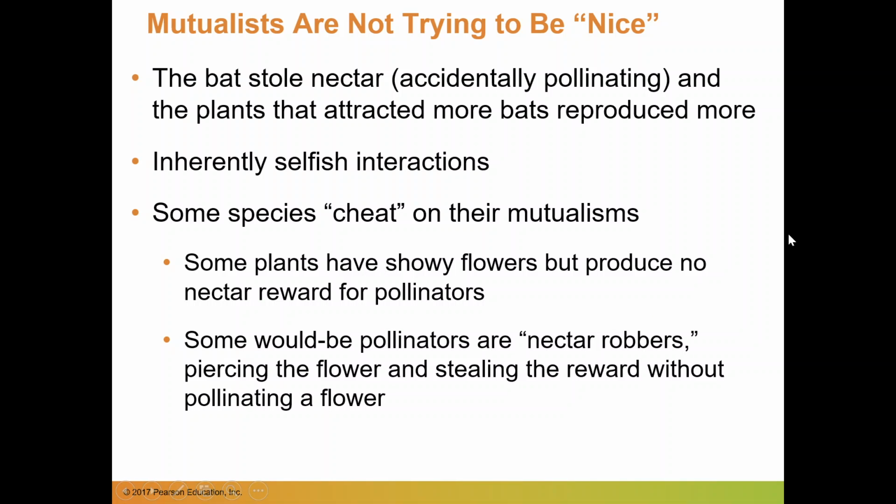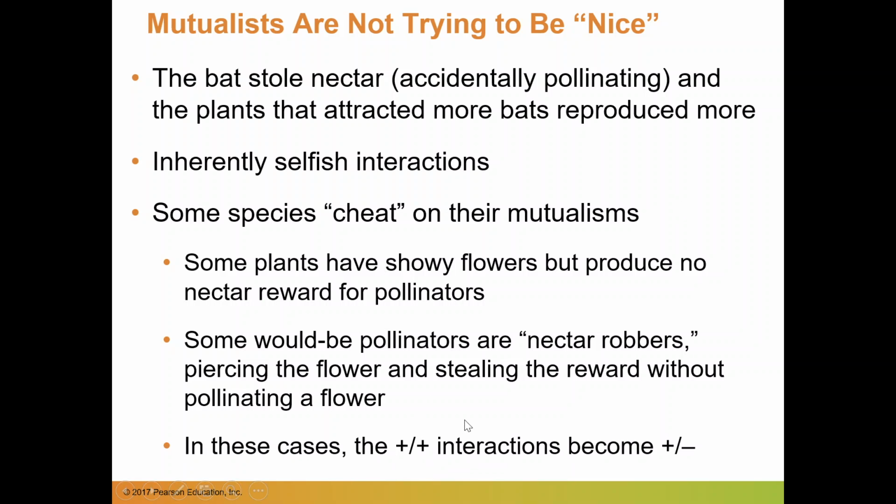Some pollinators are nectar robbers. Instead of going the way that the plant has designed through this narrow opening, they go down to the base of the plant and suck out the nectar, but do not pollinate in return. And that hurts the plant. This is a type of consumption now instead. And in that case, the plus-plus interaction will become a plus-minus.